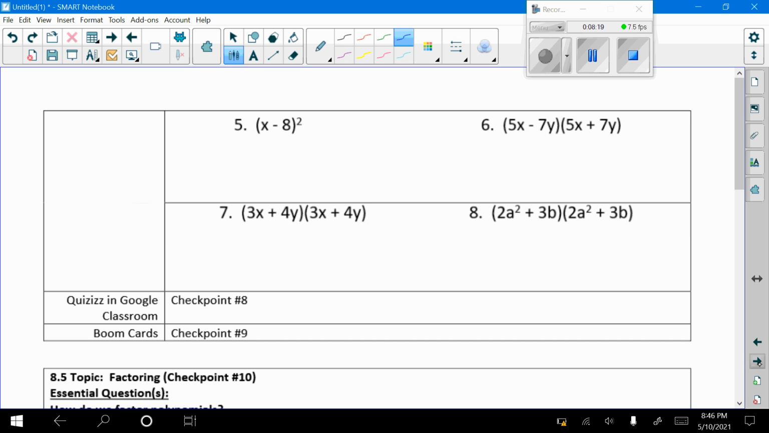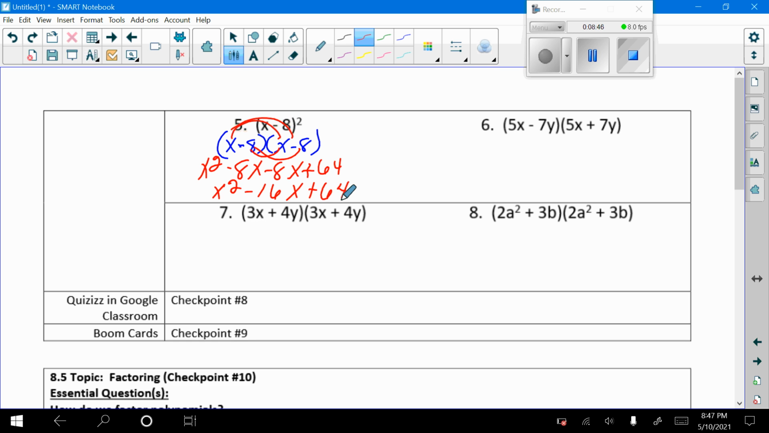Looking at the top portion of this, we just have 4 more to do. This one is written a little bit different, but it means I want that quantity 2 times. So that really means x minus 8 times x minus 8. And then you can do FOIL. So x times x is x squared, negative 8x, negative 8x, and plus 64. So x squared minus 16x plus 64.